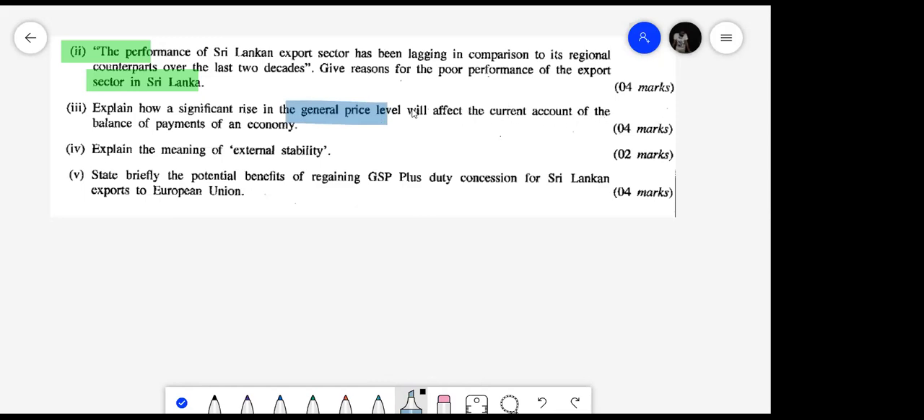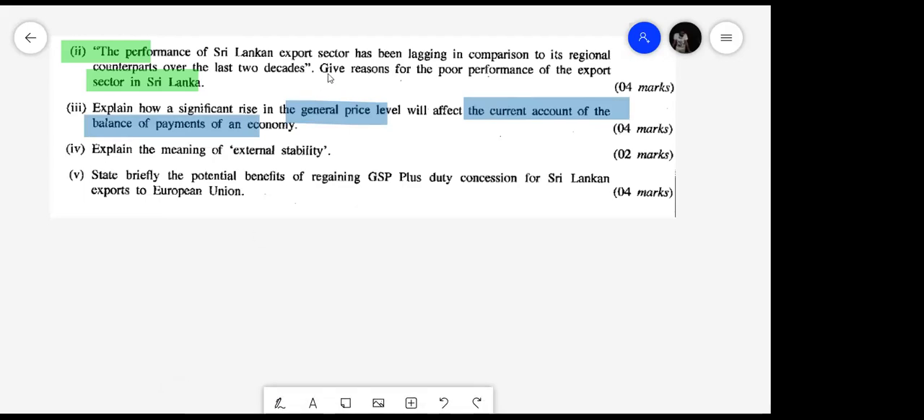Affect the current account. North Korea is also high. I'm not very sure, but I know countries like Venezuela and others are high, right? Because how does a significant rise in price level affect the current account? Guys, I'm not going to explain the whole story. I'll just give you the brief idea about it. You can expand and write.